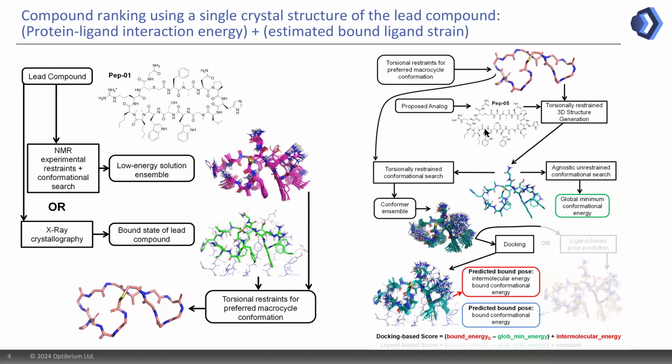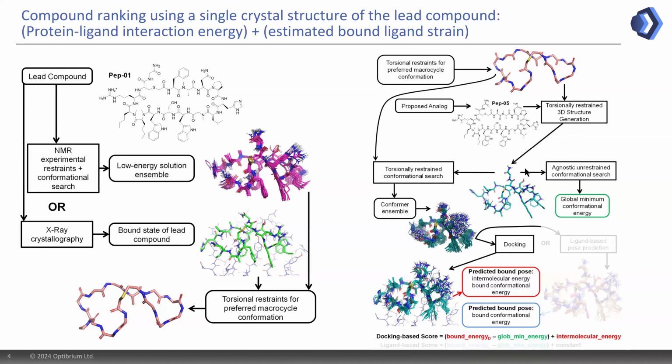So here we're showing peptide 5 from the previous slide. We have a proposed analog, and we want to generate a conformational ensemble that largely respects this backbone that we derive from our lead compound. From there, we do two things. We do a full conformational search to end up with a reasonably deep exploration of what this compound can do if it is adhering to the conformation that came from our lead compound.